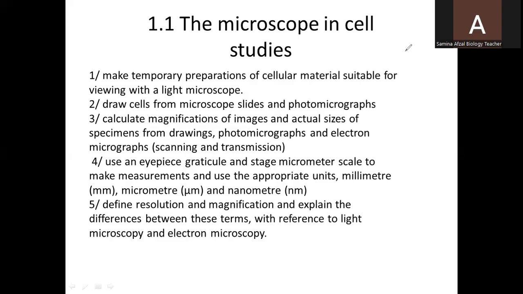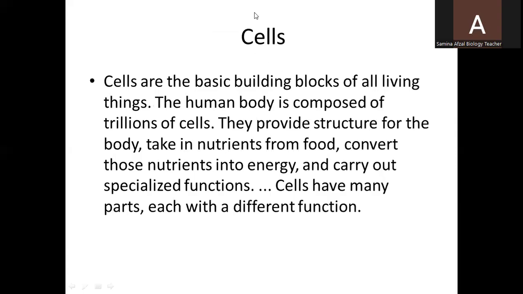So first of all, we will start from the cell, and you know what cells are. Cells are the building blocks of all living things. All living things are made up of these cells. The human body consists of trillions of cells. They provide structure for the body, take in nutrients from food, convert these nutrients into energy, and carry out specialized functions. Cells have many parts, each with a different function.